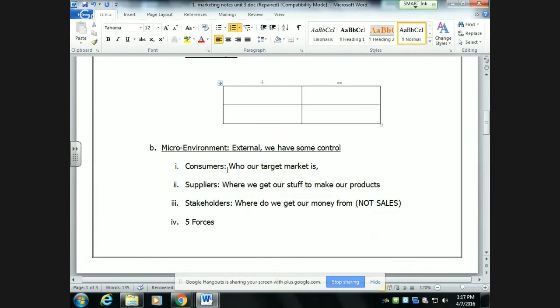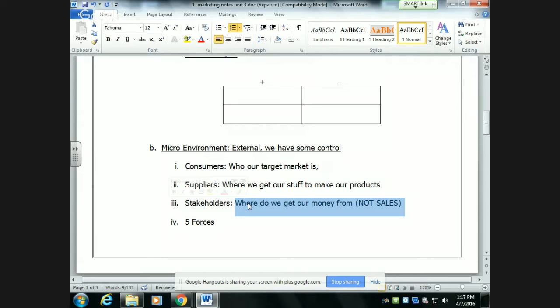And then I will post something for you guys on Classroom as it relates to the microenvironment. You're just going to answer a few questions about who our consumers are, who's our target market, our suppliers, where do we get our stuff from, do we grow it ourselves, do we pay somebody for our cotton or for our cheese or whatever it is that our business makes, and finally answering this last question as it relates to stakeholders. Where do we get our money from if it's not money driven from sales?